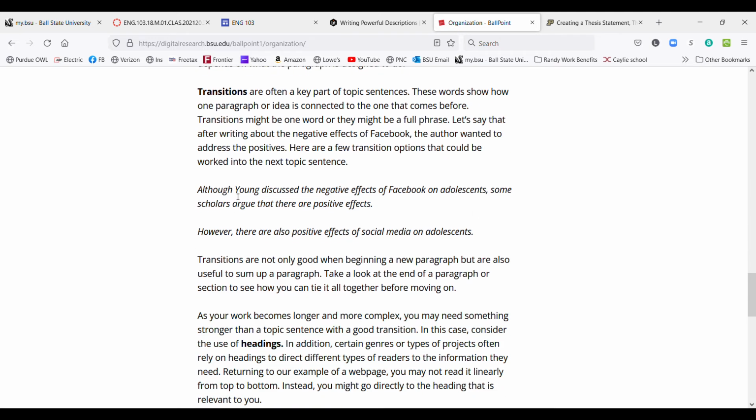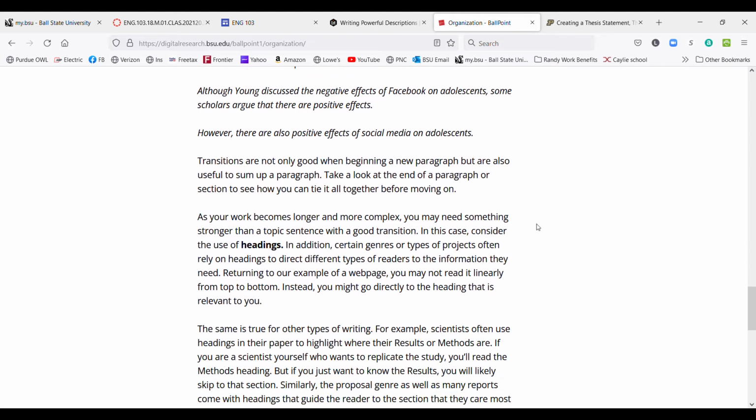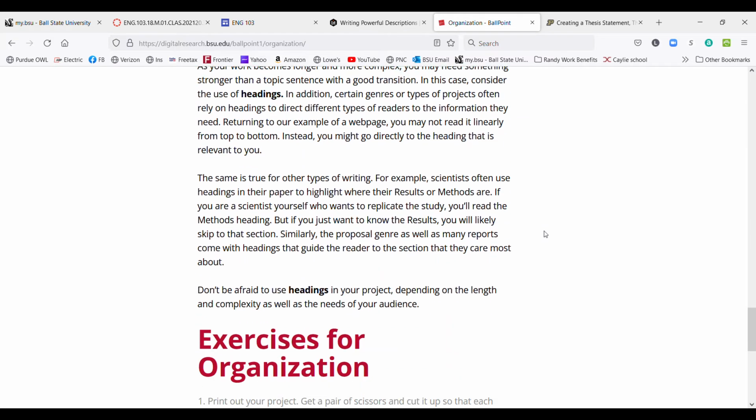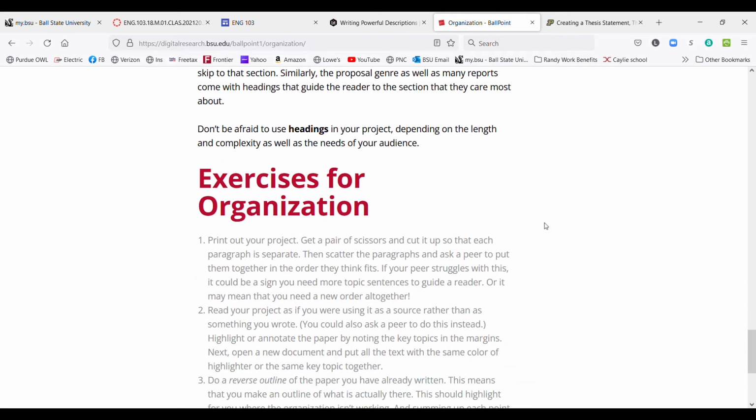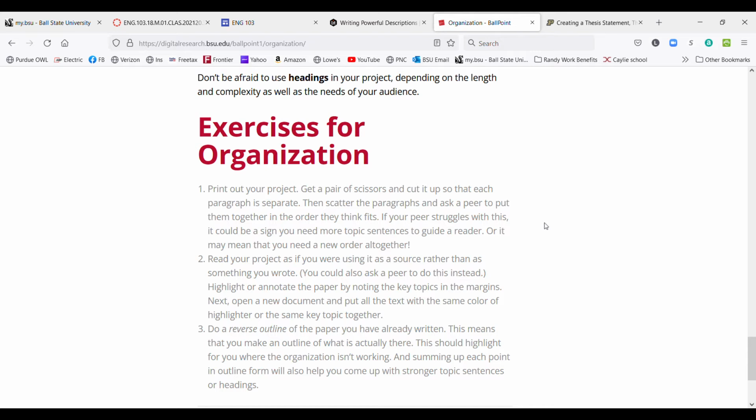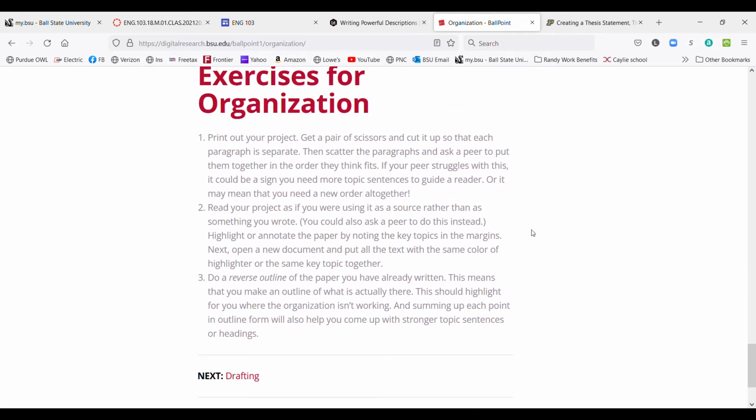And that gives you some ideas and how to do that. So make sure that you're reading that. I'm not going to focus too much on the headings. Please read that though and get thinking about it. So these are the exercises for organization that I really like. I think these are really good. So I hope you guys read through this.